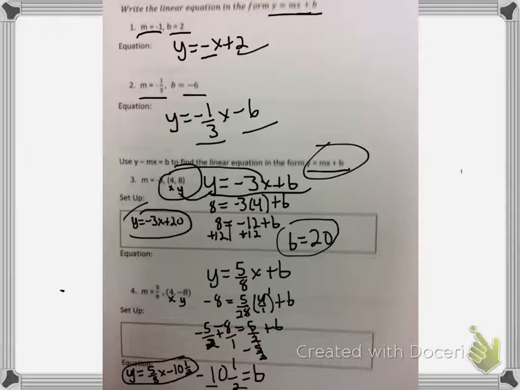Next we have the same thing. We got 5/8 for our slope, 4 and negative 8 for our x and y. Plug them in. We get negative 8 equals 5/8 times 4 over 1 plus b. Cross cancel your 4 and your 8. You got 5 times 1 is 5, 2 times 1 is 2. Subtract 5/2. You got negative 8 and a negative 5/2, which gives you a negative 10 and 1/2. Our equation will be y equals 5/8 x minus 10 and 1/2.